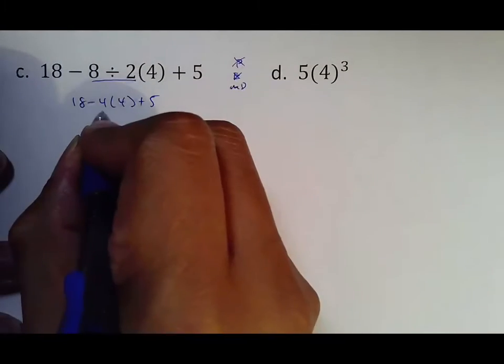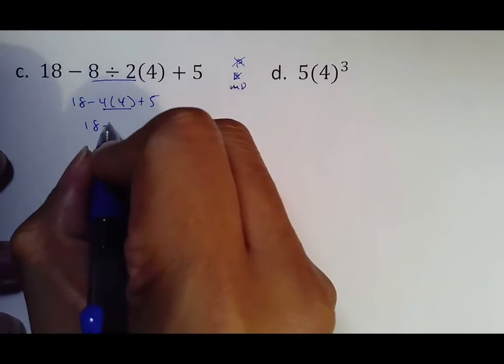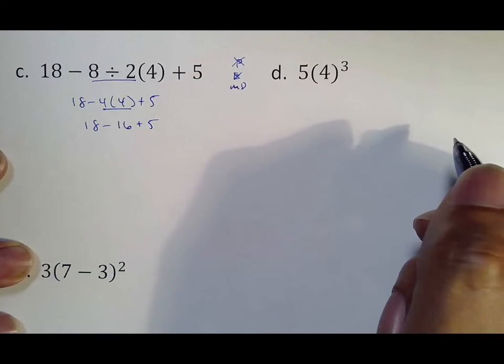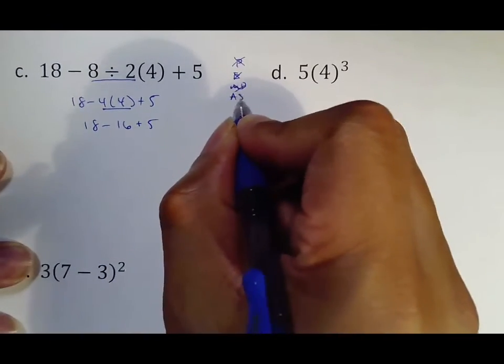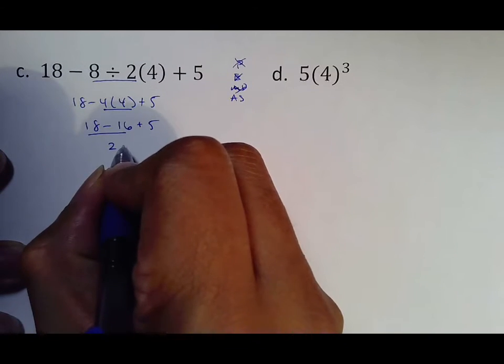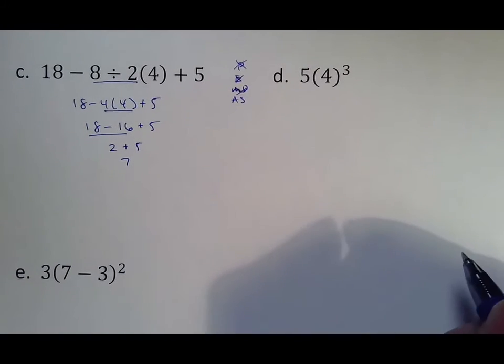There's still multiplication, which means that this is still more important than addition, subtraction. Copy your 18 and your minus. 4 times 4 turns into 16. Copy your plus 5. And now that all that's left is addition, subtraction, again, we work it out front to back. 18 minus 16 is 2 plus 5, and 2 plus 5 is 7.